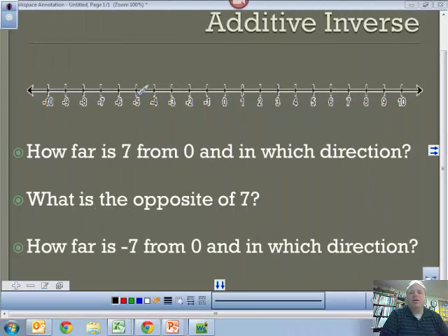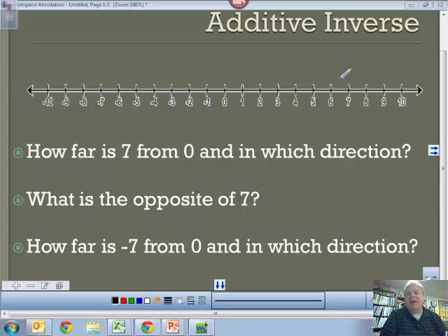Okay, so I have up here the additive inverse. I have a number line, and I have some questions. Let's go through the questions first, and then we'll talk about this whole additive inverse business. Okay? The first question asks: how far is 7 from 0 and in which direction?